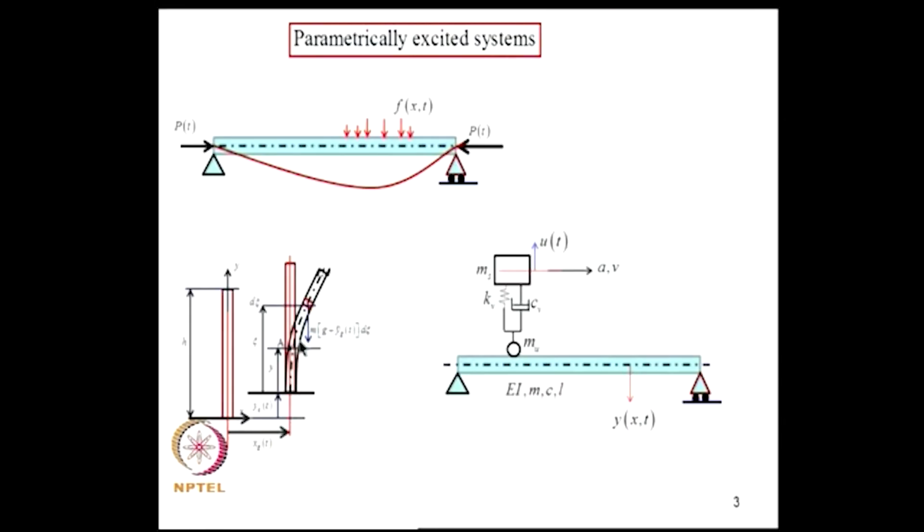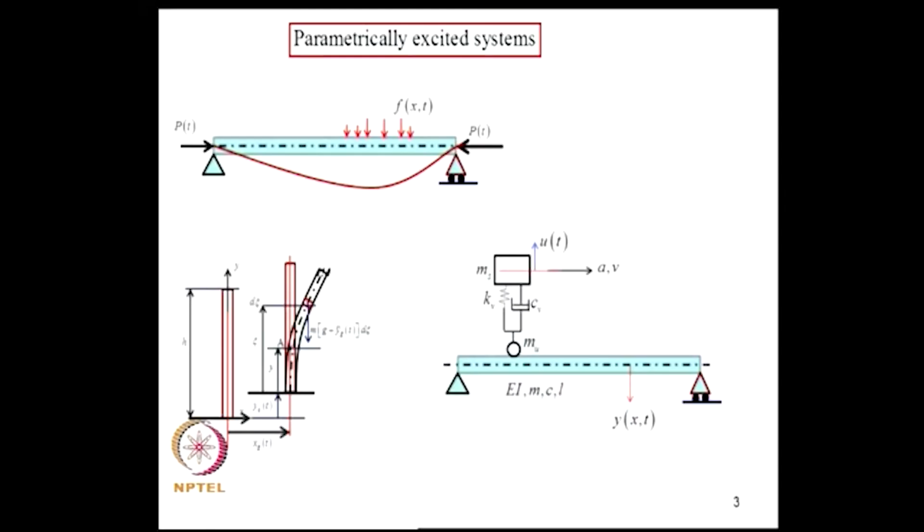We saw that the presence of the vertical component appears as a parameter in the governing differential equation, and we call this type of systems parametrically excited systems. Here if you write the equation for the beam oscillations, P of t will appear as a parameter in the equation of motion, in the sense it multiplies a term involving the dependent variable, therefore it is called a parametrically excited system.